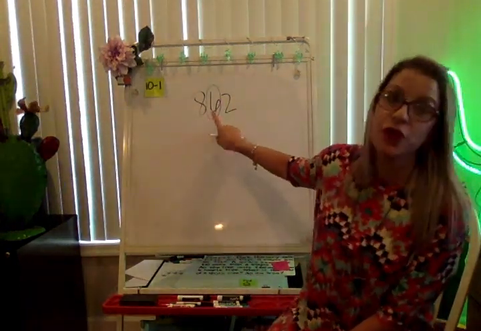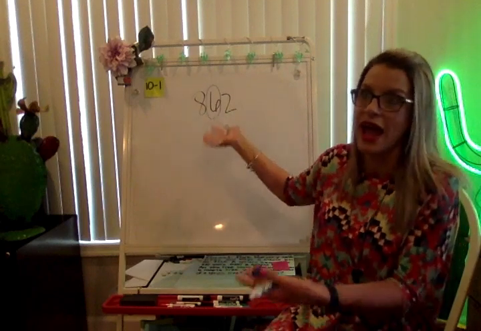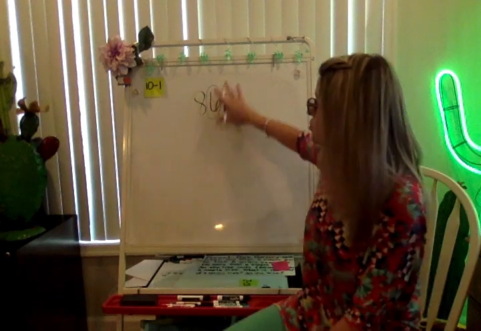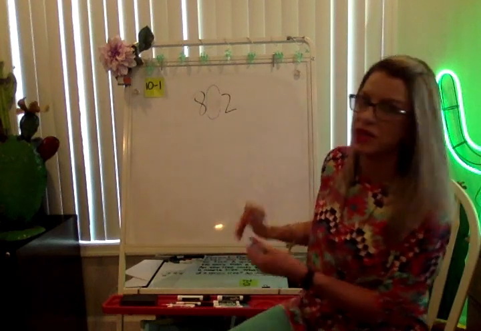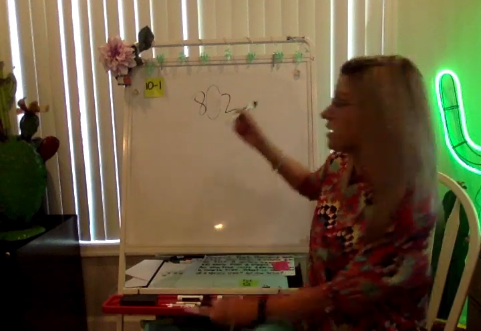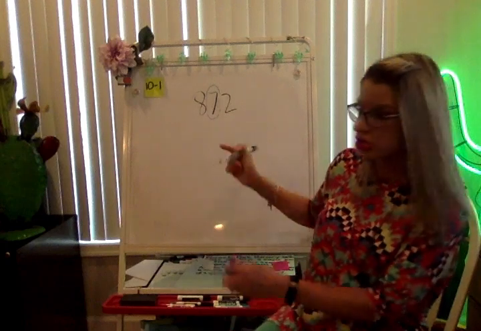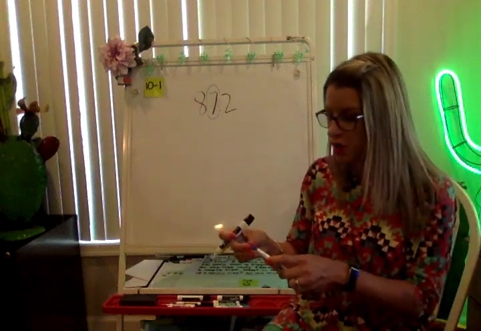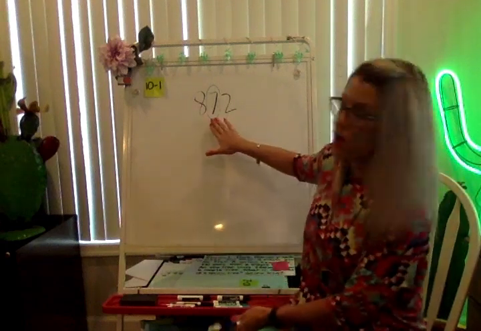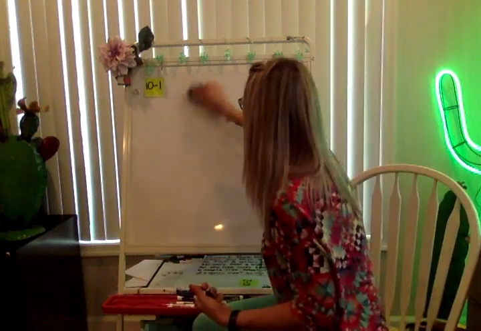If I told you to increase that tens place by 10, if I said add 10 to that number, you should just know, hey, all I have to do is add one more to the number 6, which would be 7, and then the number would be 872. That's essentially what we're going to be working on with regard to the tens place and the 100s place.